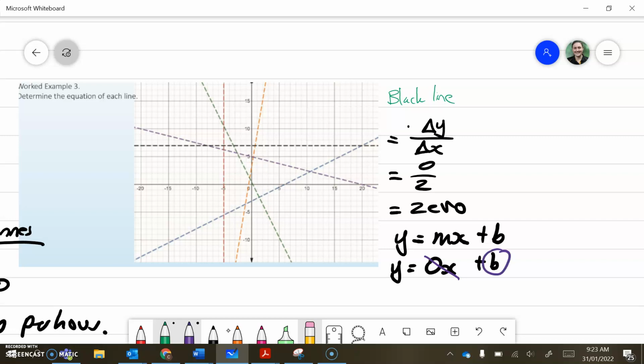Now remember, my b is my y-intercept. So where does this line cross the y-axis? Well, it crosses at 7. So what that means is the equation of this line is y equals 7.